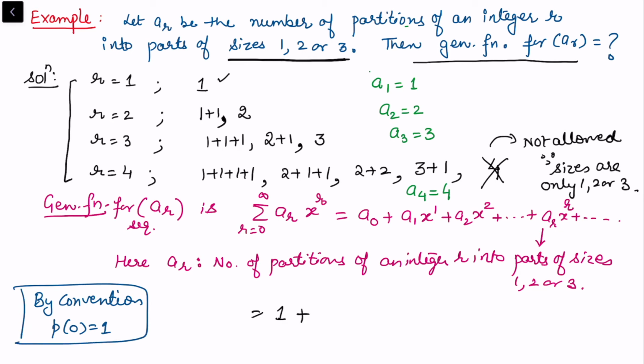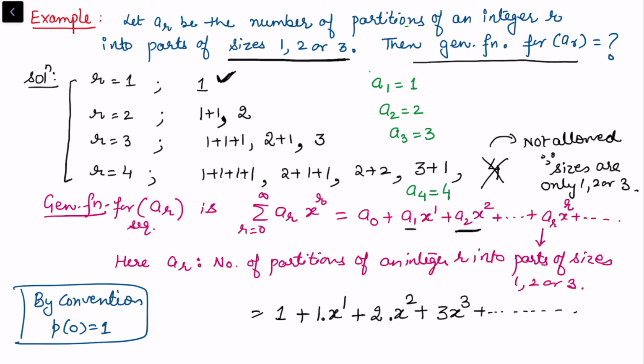And then A1. A1 is the coefficient of x to the power 1. And we have seen 1 has only one partition. So this is 1 into x to the power 1. And for A2, we have calculated A2 is 2. So there are two partitions which are relevant to this condition. The coefficient of x cube is 3, so there are 3x cube and so on. And we can note down this is the generating function.